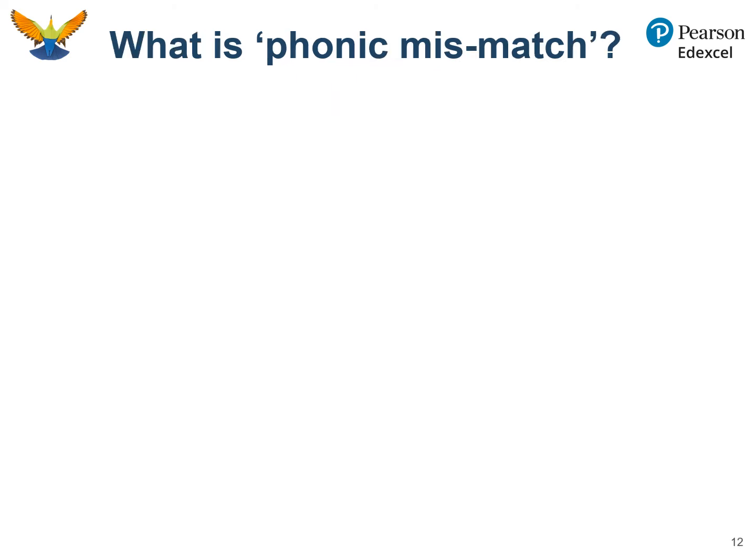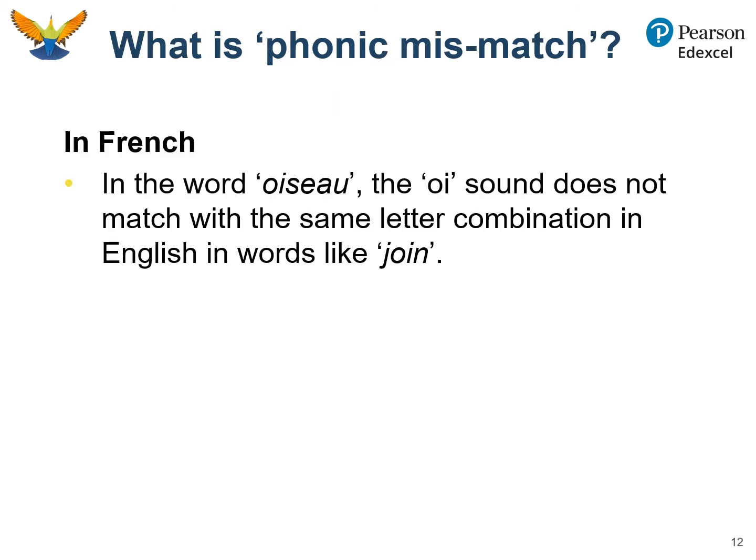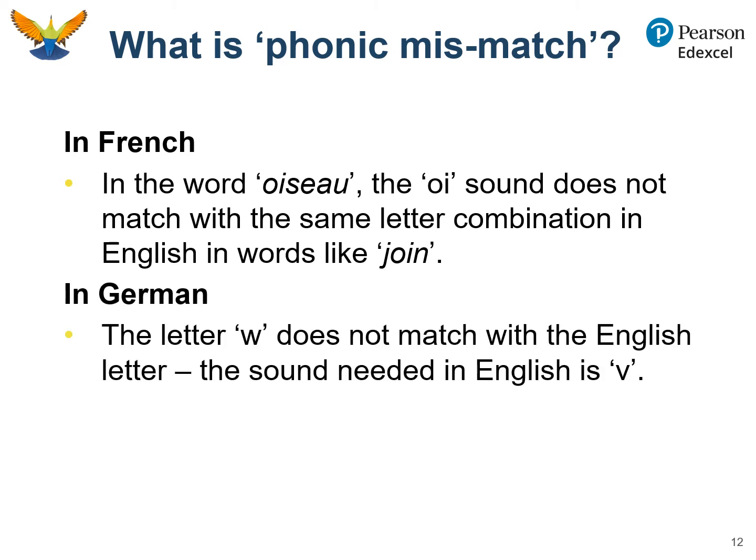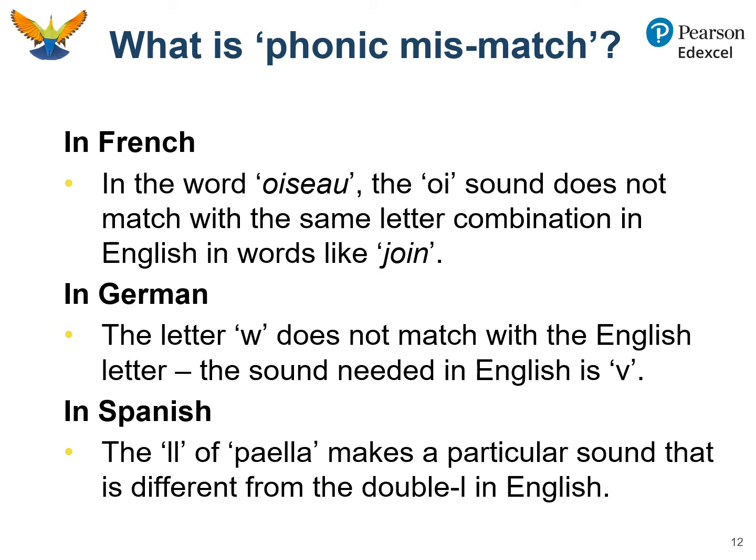So what do we mean by phonic mismatch? Well, some examples. In French, in the word oiseau, the OI sound doesn't match with the same letter combination in English words like join. An example in German, the letter W doesn't match with the English letter. The sound needed in English is a V. And in Spanish, the double L of paella makes a particular sound that's different from the double L in English.